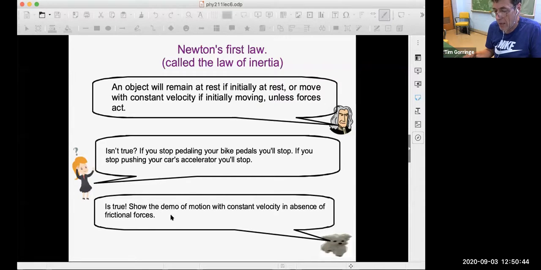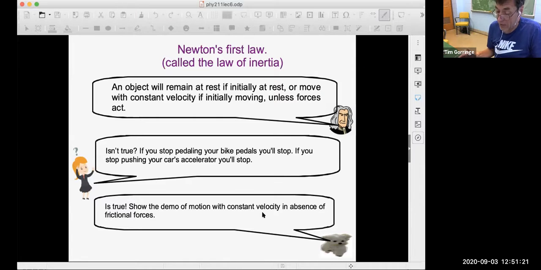The reason that the bike comes to a stop if you stop pushing on the pedals is because you've not removed all the forces. You've removed your force, but there are still frictional forces that slow and stop the bike. Likewise, the reason the car comes to a stop is that when you take your foot off the accelerator, you've stopped the force propelling the car forward from the engine, but you've not removed all the forces. There are still frictional forces that will slow the car down and bring the car to a stop.